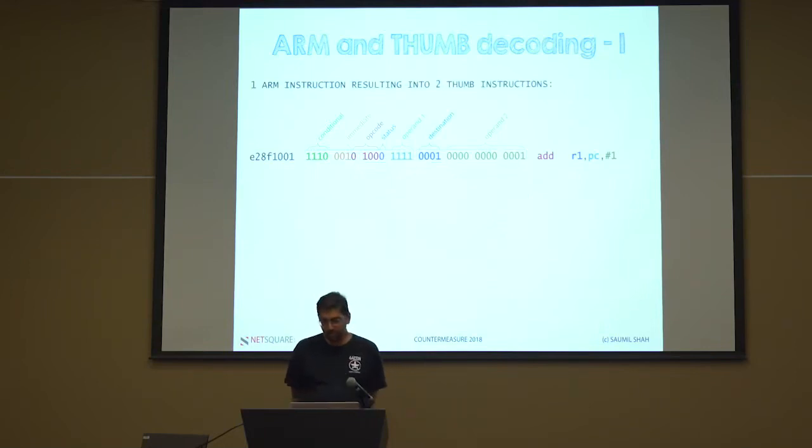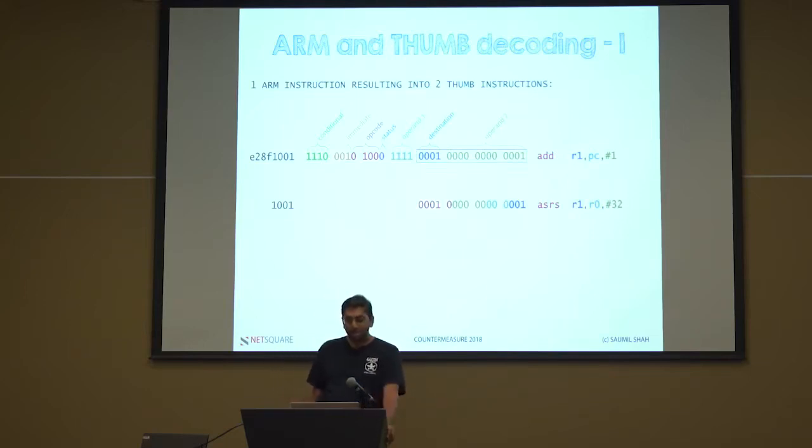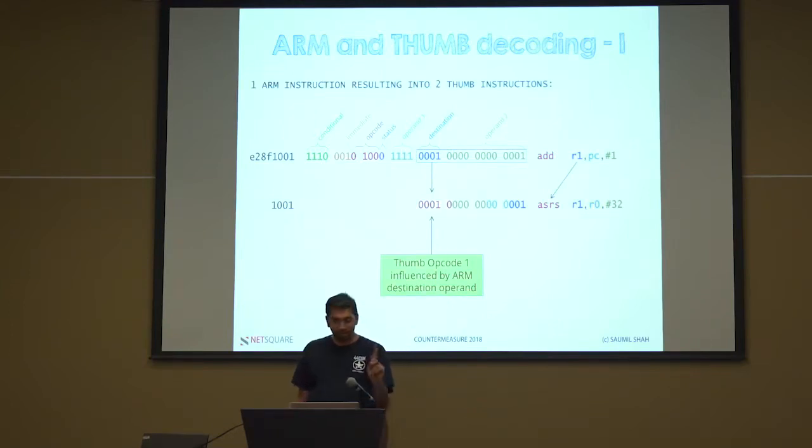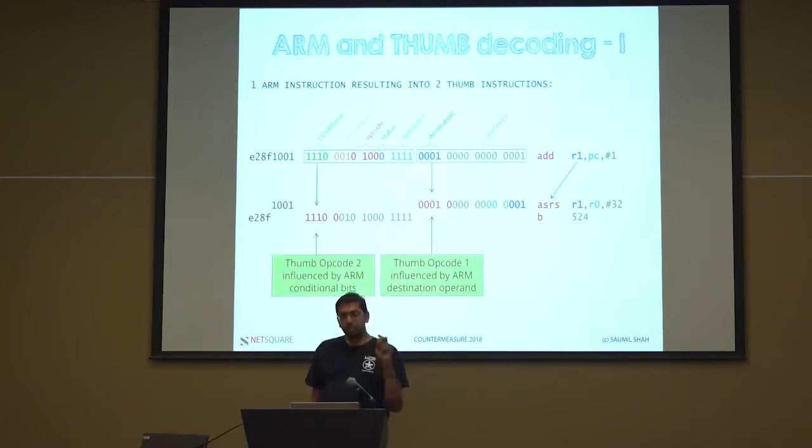So if I do the decoding, the first thumb instruction is easy, that results in ASRS, and it is this R1 in the ARM operands that is responsible for the choice of opcode in thumb mode. In the second instruction, the opcode is influenced by the conditional flags, which means that if I want the valid decoding to happen in thumb mode, and I don't want the branch instruction, if I want to change the branch, I have to play around with conditional flags.